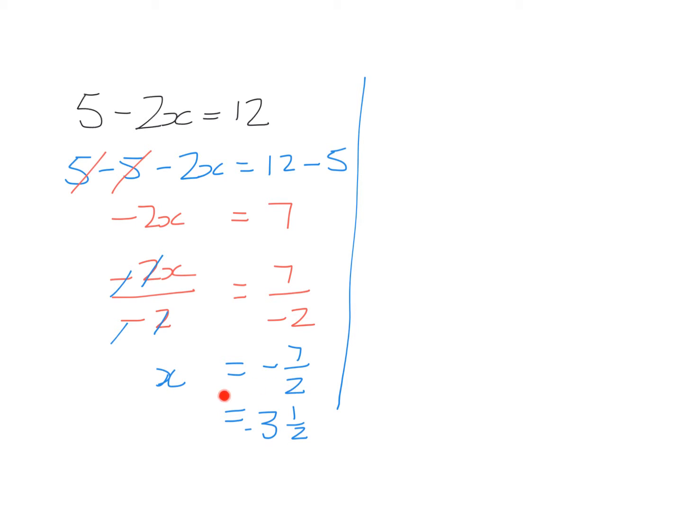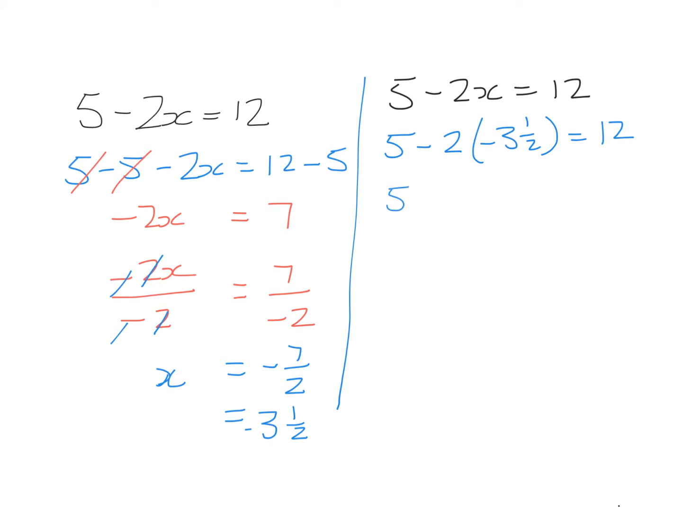So my next step is confirming that x is negative 3.5, and I need to substitute that into the original equation. So let's go. 5 subtract 2, and x is going to be negative 3.5 equals 12. So 5, and our next step is negative 2 multiplied by negative 3.5. Well, a negative multiplied by a negative is going to give me a positive, and 2 times 3 is 6, plus 2 times a half is 1, so that's going to be 7 equals 12.